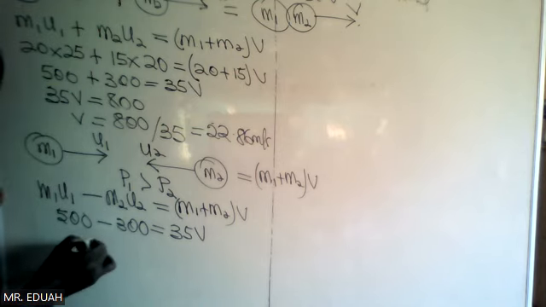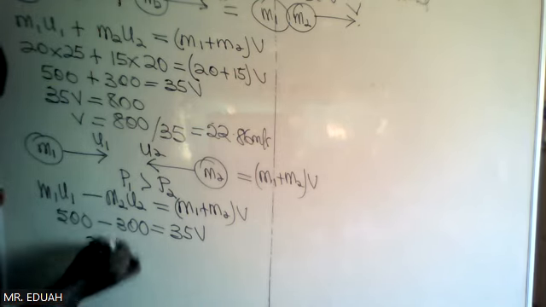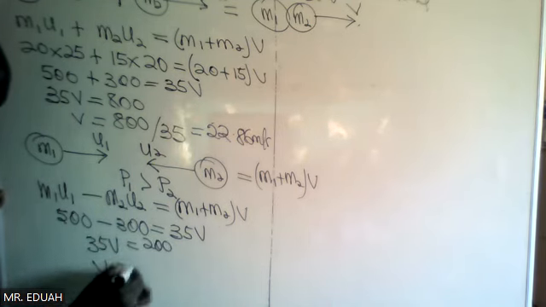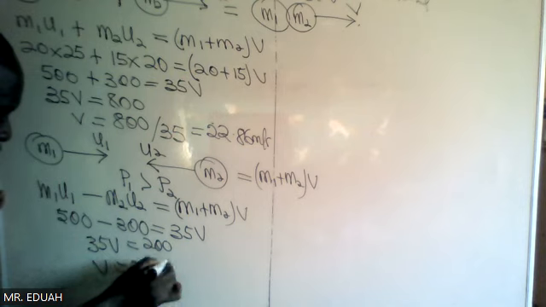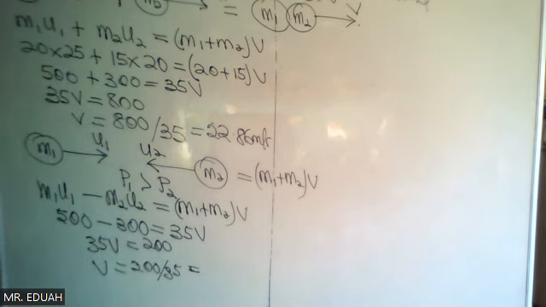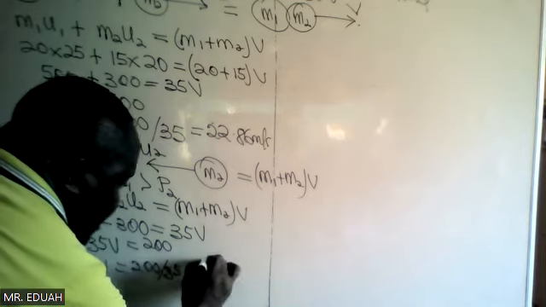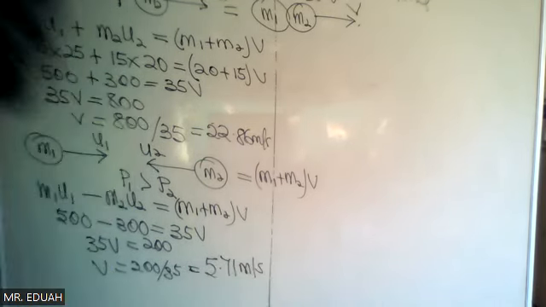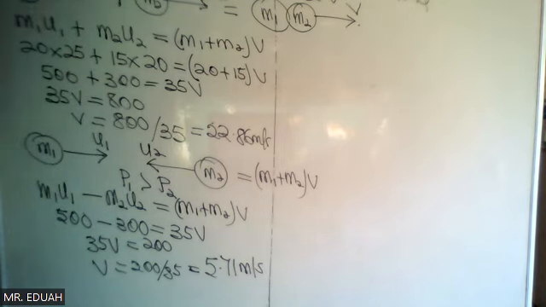Therefore, we have 35V is equal to 200. V is 200 divided by 35. And what is 200 divided by 35? 5.71. Okay, so 5.71 meters per second. So, very simple.